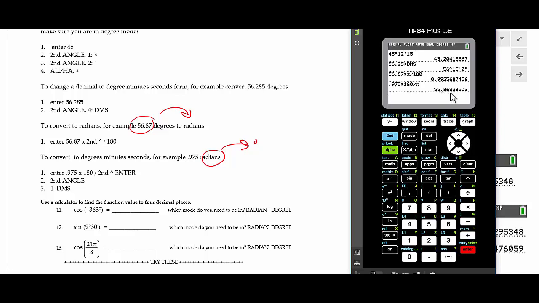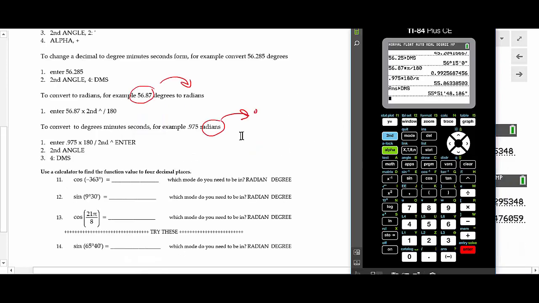And then if you wanted to change that to degrees, minutes, and seconds, you can go second, get the angle to come up. Then you can go option 4. You can just type 4, press enter. Now that's been changed into degrees, minutes, and seconds. So those are some of the things we've talked about before.